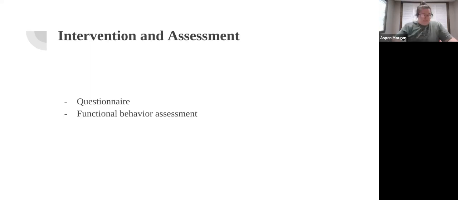Intervention and assessment. The intervention was selected to decrease inappropriate behaviors such as aggression, running into people to gain their attention. The type of assessment used was a basic questionnaire from therapists and parents, and then also a functional behavior assessment was completed.